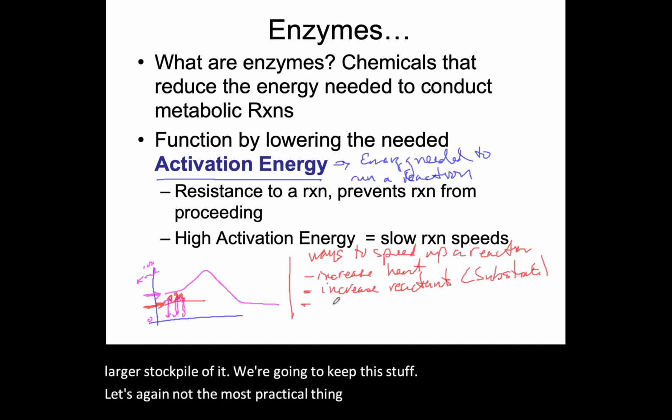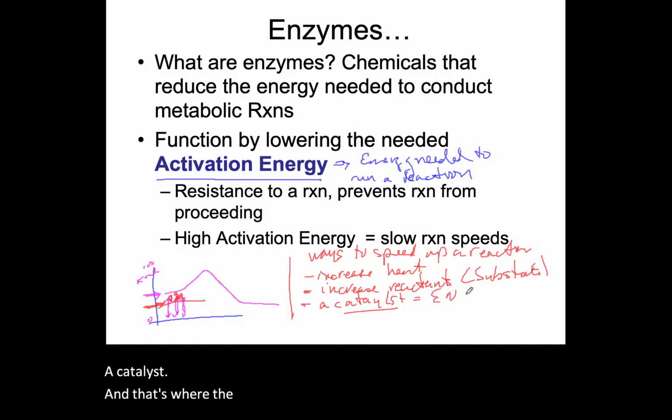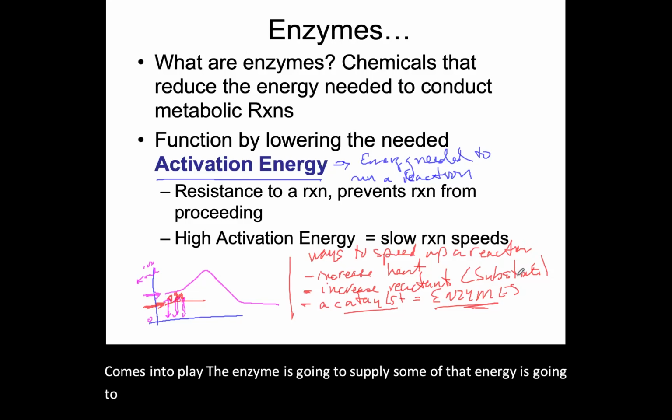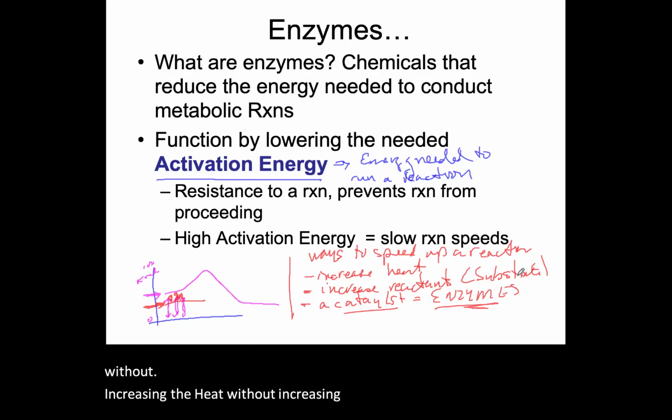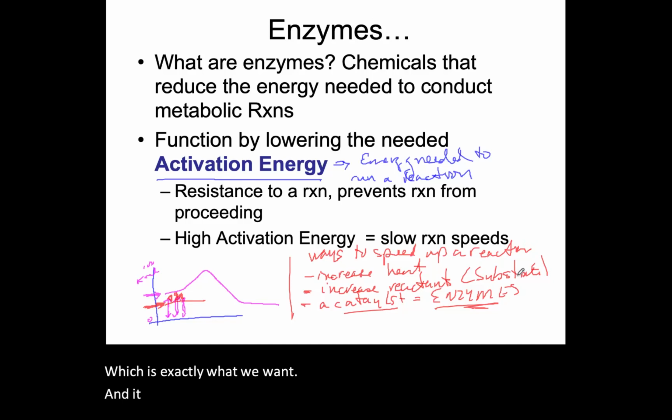Right? Or you could have a catalyst. And that's where the enzyme comes into play. The enzyme is going to supply some of that energy. It's going to do some of the work. And it can do that repeatedly and efficiently without increasing the heat, without increasing the need to have reactants. It will speed up the reaction and maintain homeostasis, which is exactly what we want.